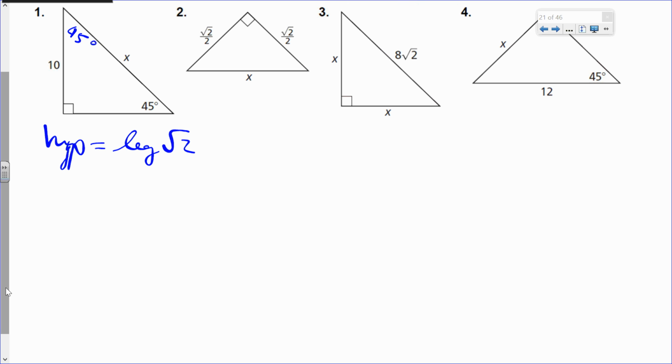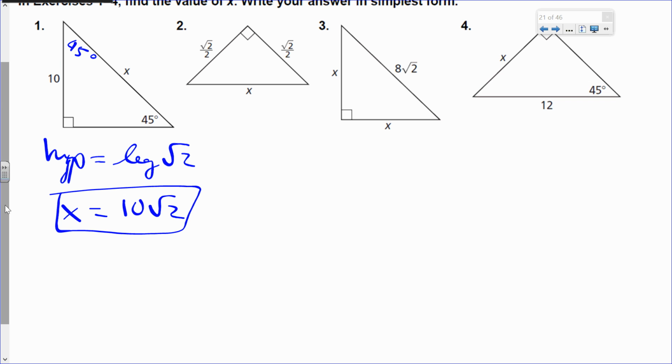What is my hypotenuse here? Number 1. One more time. X is my hypotenuse. I'm replacing the hypotenuse with X. My leg is 10, rad 2, we're done. Is that easy or what? I literally took less than 10 seconds to do that problem. It's crazy, yeah?